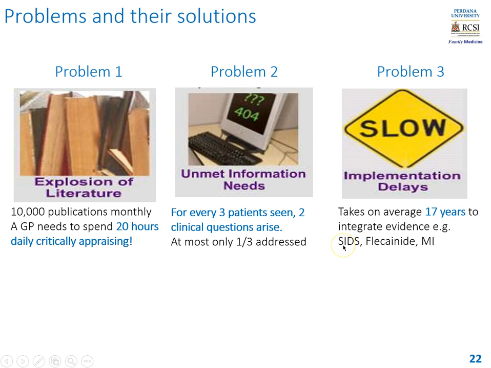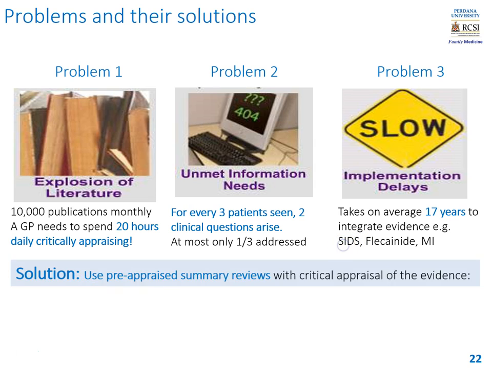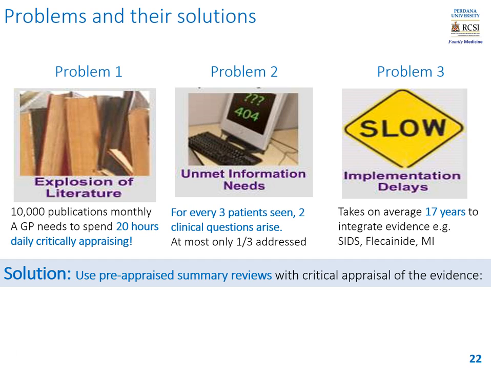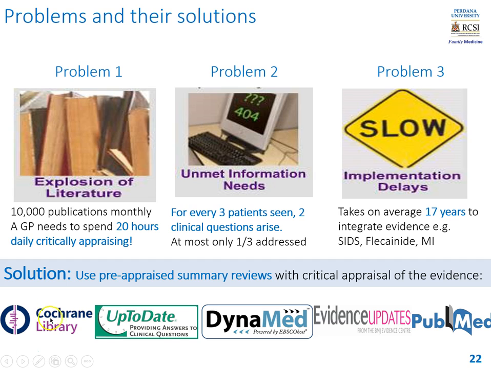So the solution to all of these three problems is to use pre-appraised summary reviews. These are already critically appraised for you, and they're produced by a variety of organizations, among them the Cochrane Library, UpToDate, DynaMed, also Evidence Updates, which comes from McMaster and the BMJ collaboration, and also PubMed itself. So effectively, the work has largely been done for you, and you can read these much more quickly than having to search for them yourself, and therefore you can do this actually in real time.